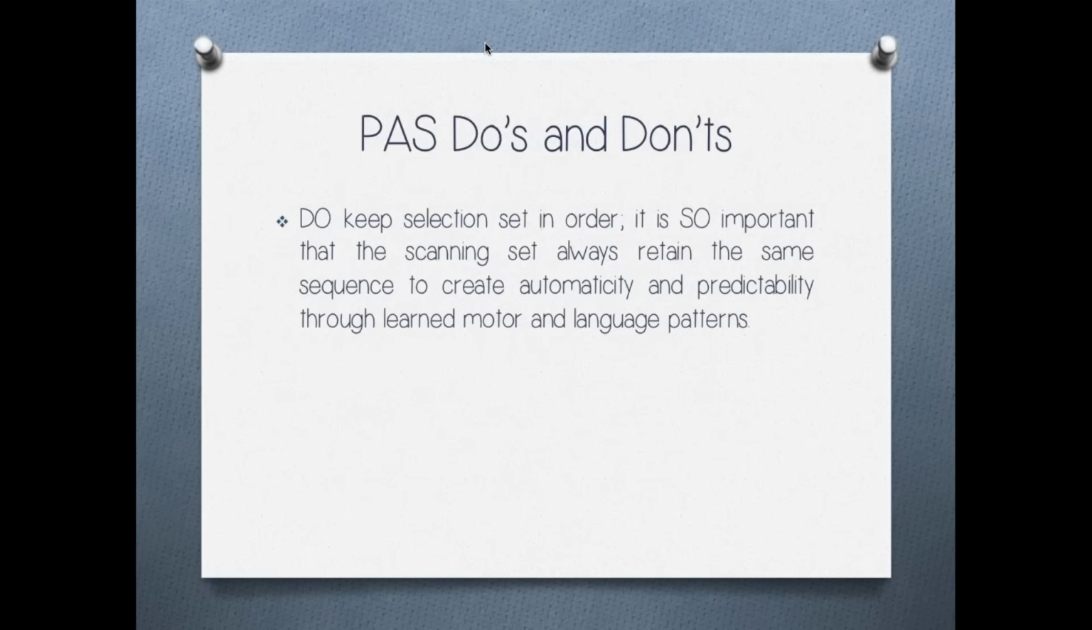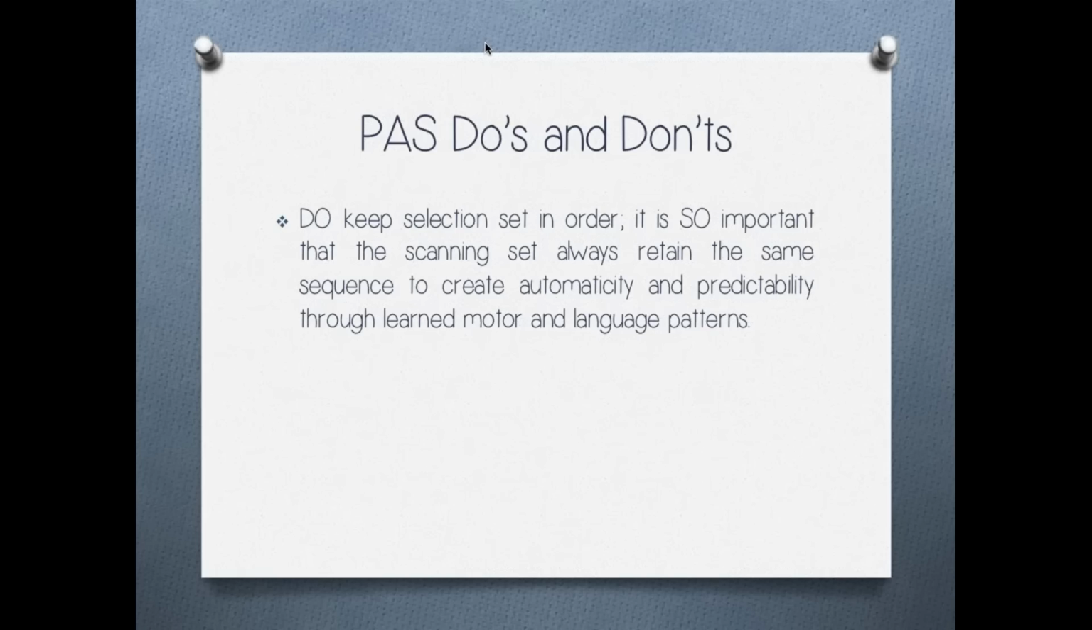One of the very important things about partner-assisted scanning, or honestly any scanning, is keeping the set items, the options, in the same order. So if I were to change up the order of the songs on your CD, you would immediately recognize, wait a minute, that song doesn't come after that song. These songs are supposed to come in this certain order.